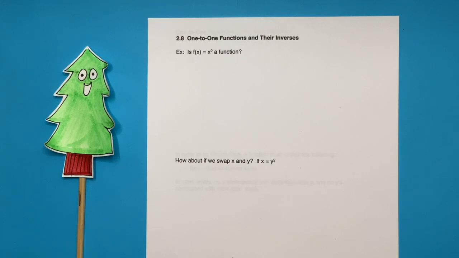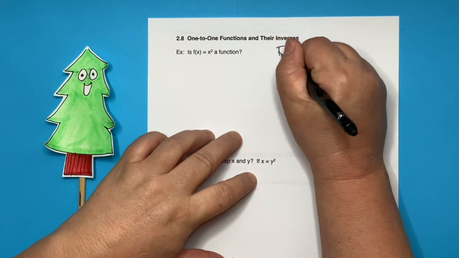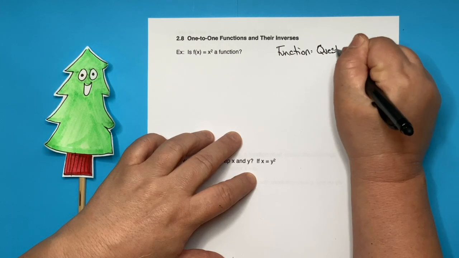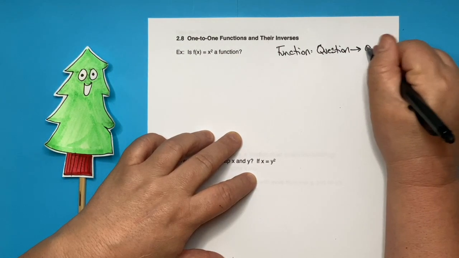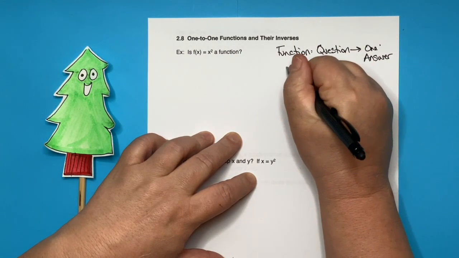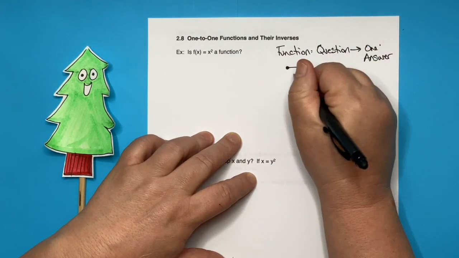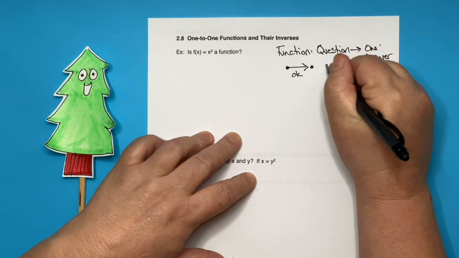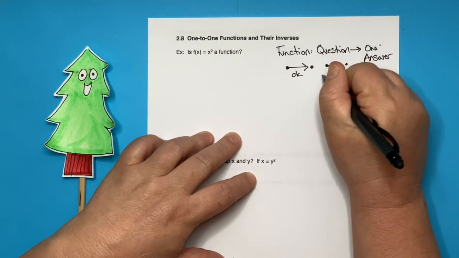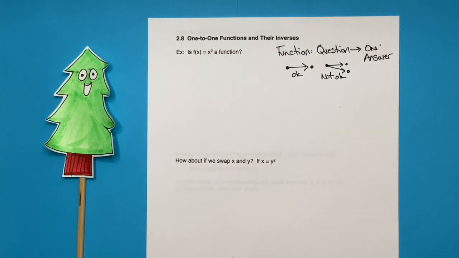And let me remind you that a function says if you have a question, that should correspond to one answer. So in other words, if you have a point in the domain and it corresponds to a point in the range, that's awesome. If you have a point in the domain and it corresponds with 2 points in the range, that's not awesome. So we got awesome and not awesome.